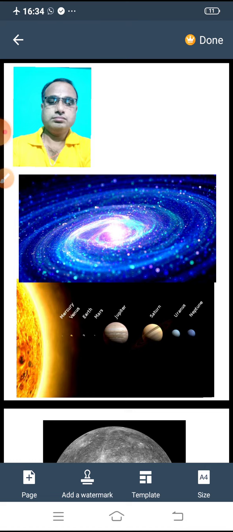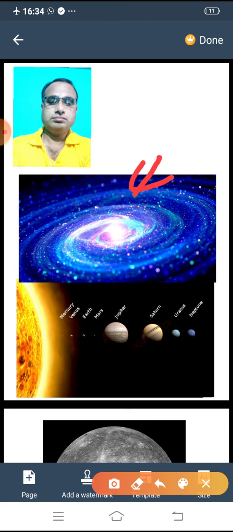First, what is the Milky Way? Here is an illustration of the spiral Milky Way.